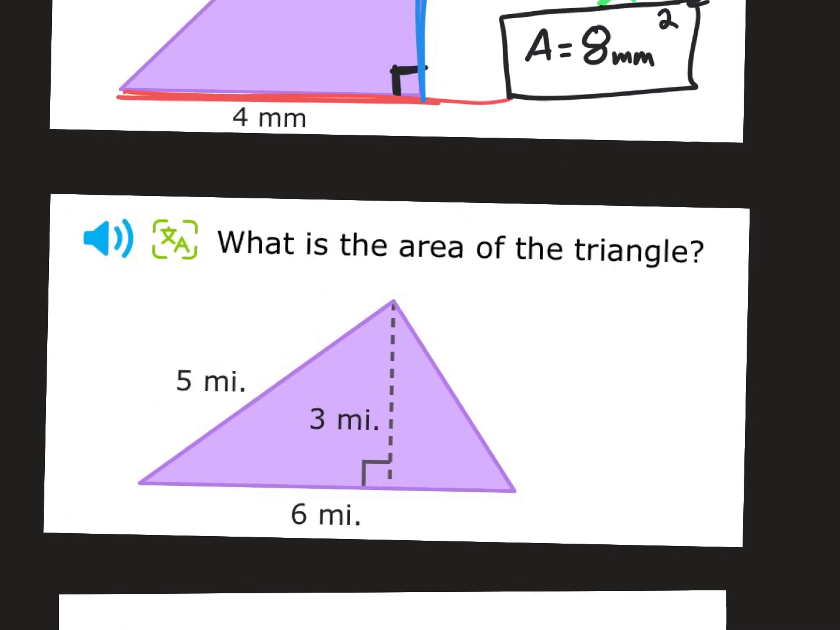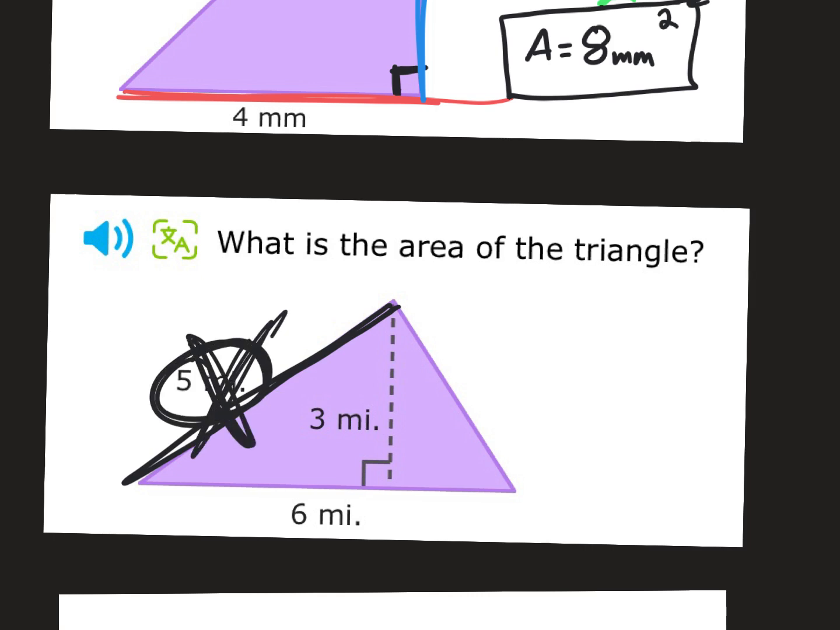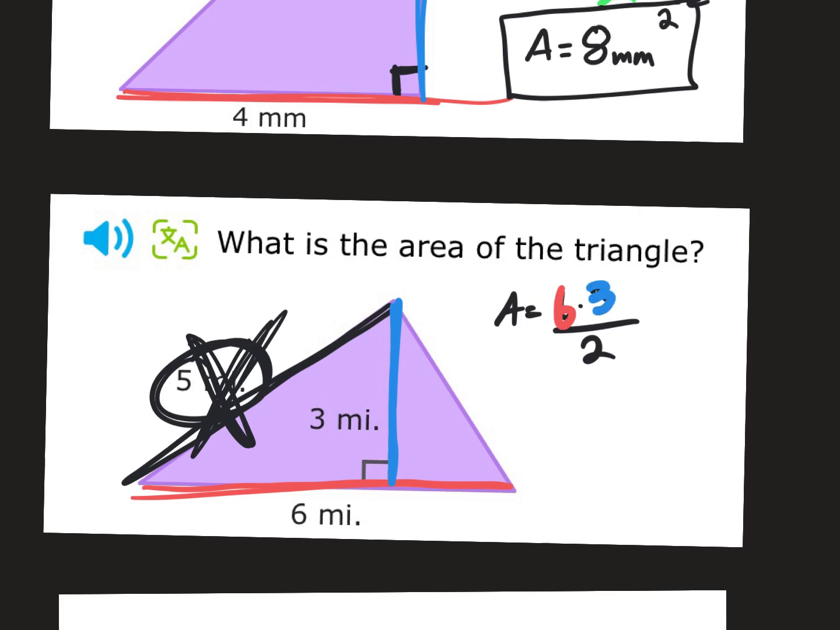Same thing here. This side where they're giving us this 5 miles, this is our hypotenuse, and in a sense, we don't need that. So all we are focusing on is our base and our height, and that's all. So area is equal to base times height divided by 2. And I'll write this in the colors. Base times height divided by 2.